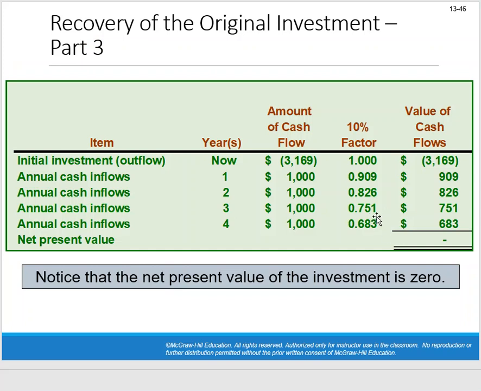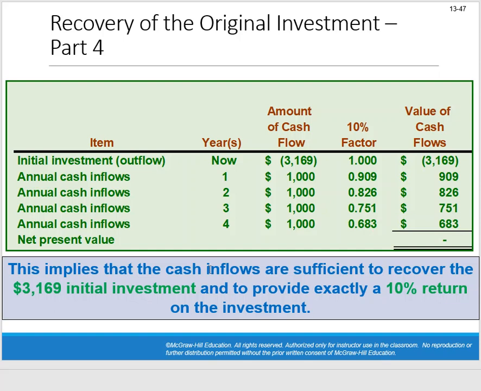So anyhow, whether you want to do it their way, which is longer, or my way, which is shorter, what we come up with is the NPV is essentially 0. It's $1 or it's 0. It's about the same. So what does that mean? It implies that the cash inflows are sufficient to recover the $3,169 initial investment and to provide exactly a 10% return on the investment. Really no more, no less. So this satisfies what the requirements were. It provides a 10% return on the investment.